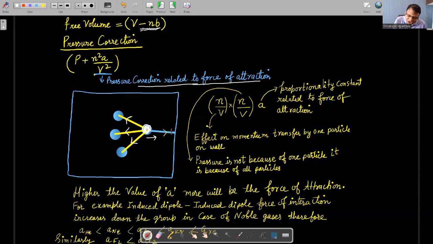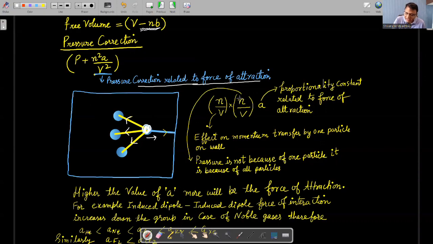And we know that pressure is not because of one particle; pressure is because of all particles. All particles are participating in random motion, so all have the same probability to go and collide here, to transfer momentum. So the more gas particles per unit volume there are, the more the pressure will be on the wall of the container.